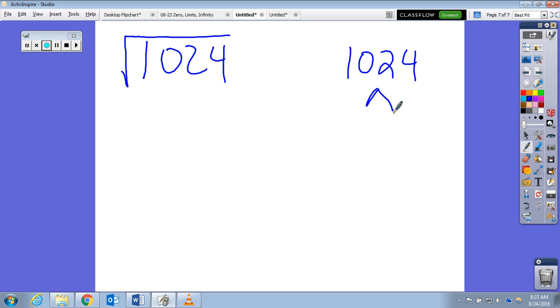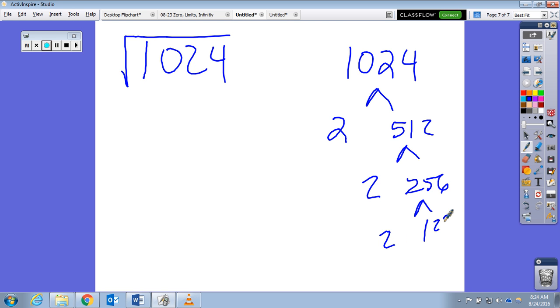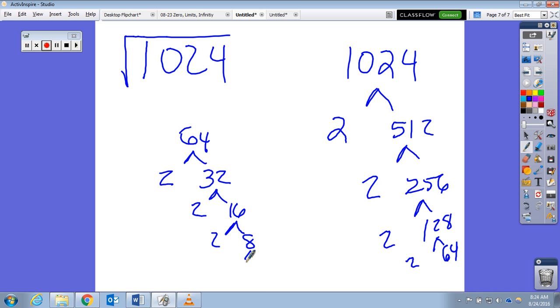Breaking this down, we have 2 and 512, 2 and 256, 2 and 128, 2 and 64. 64 breaks down into 2 and 32, 2 and 16, 2 and 8, 2 and 4, 2 and 2. So there are 1,024 bytes in a kilobyte.